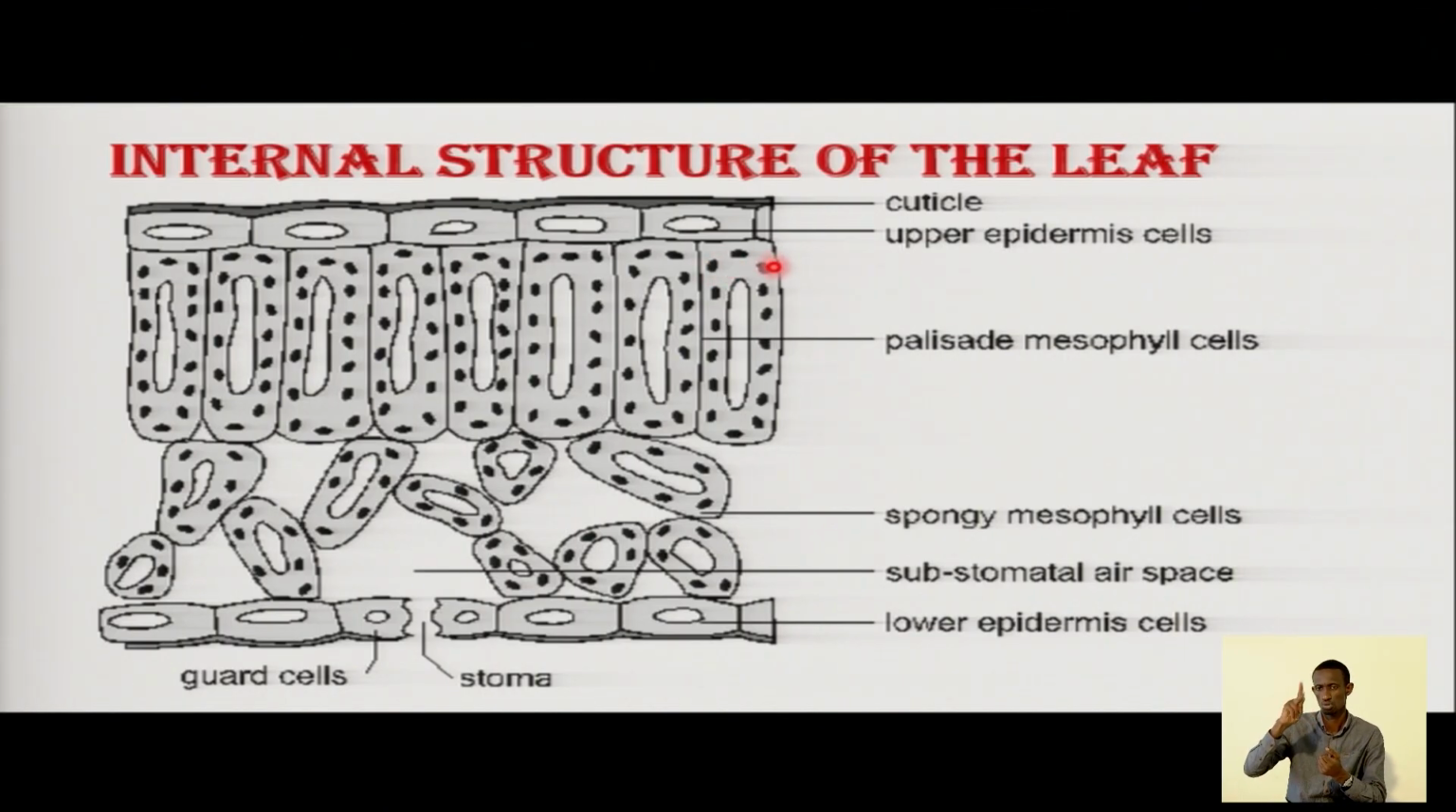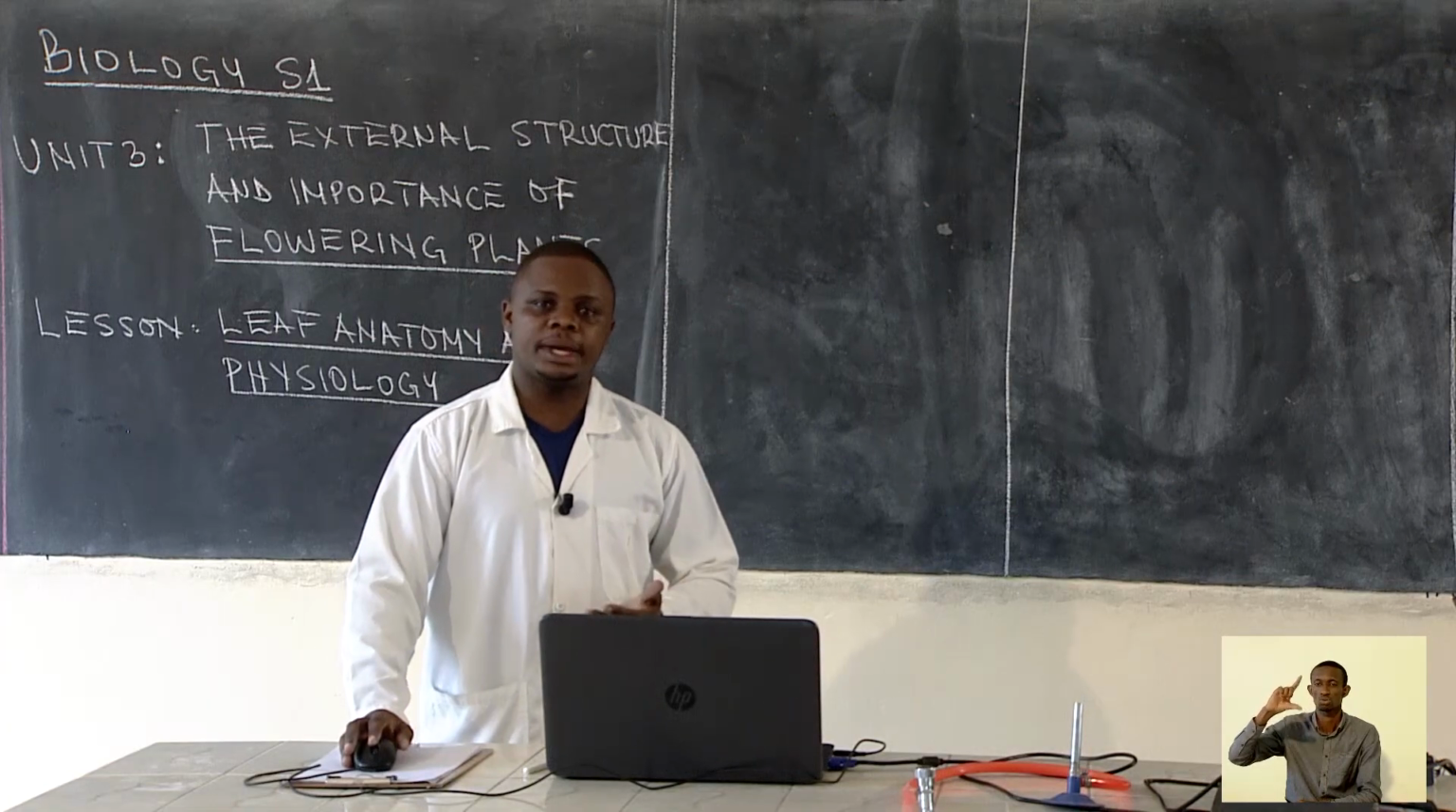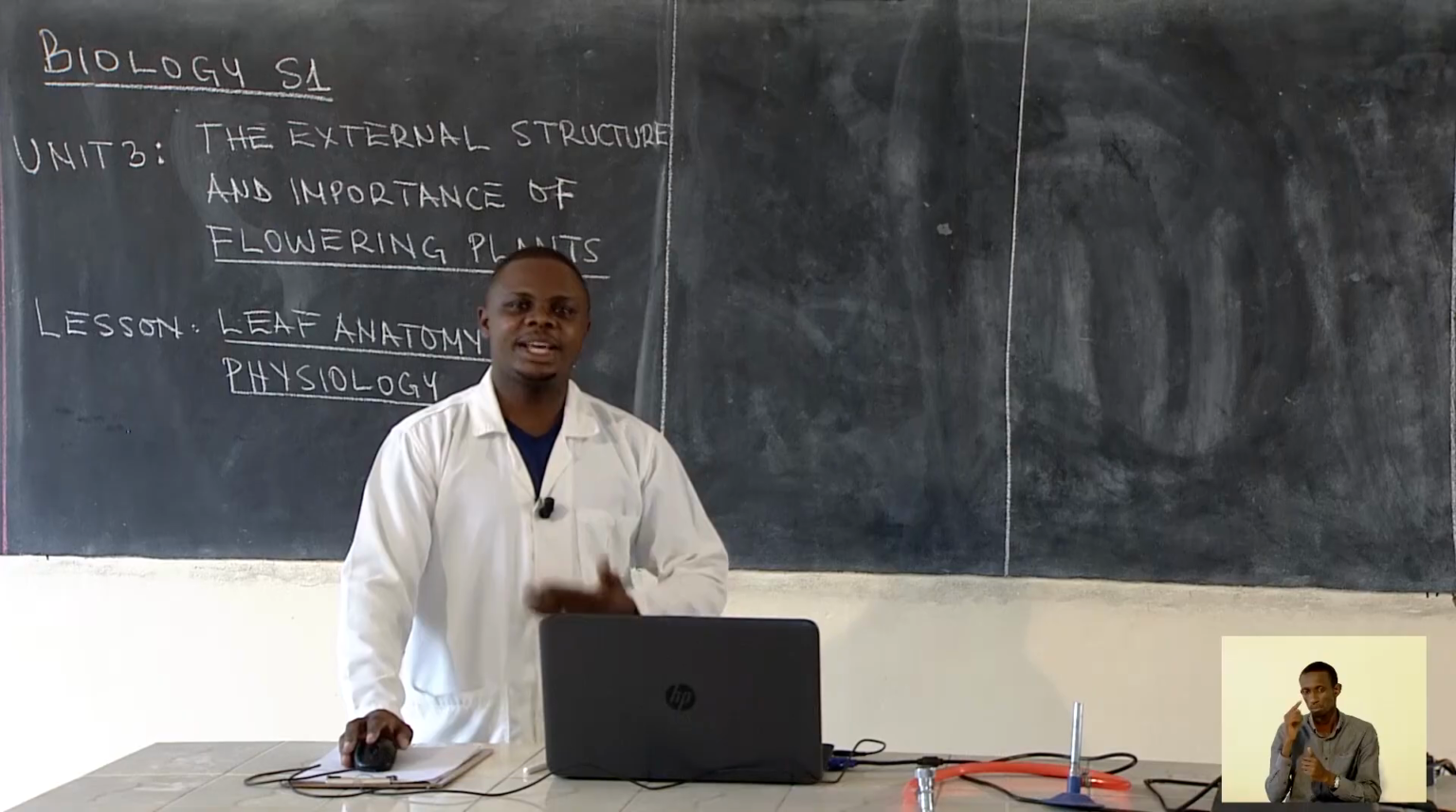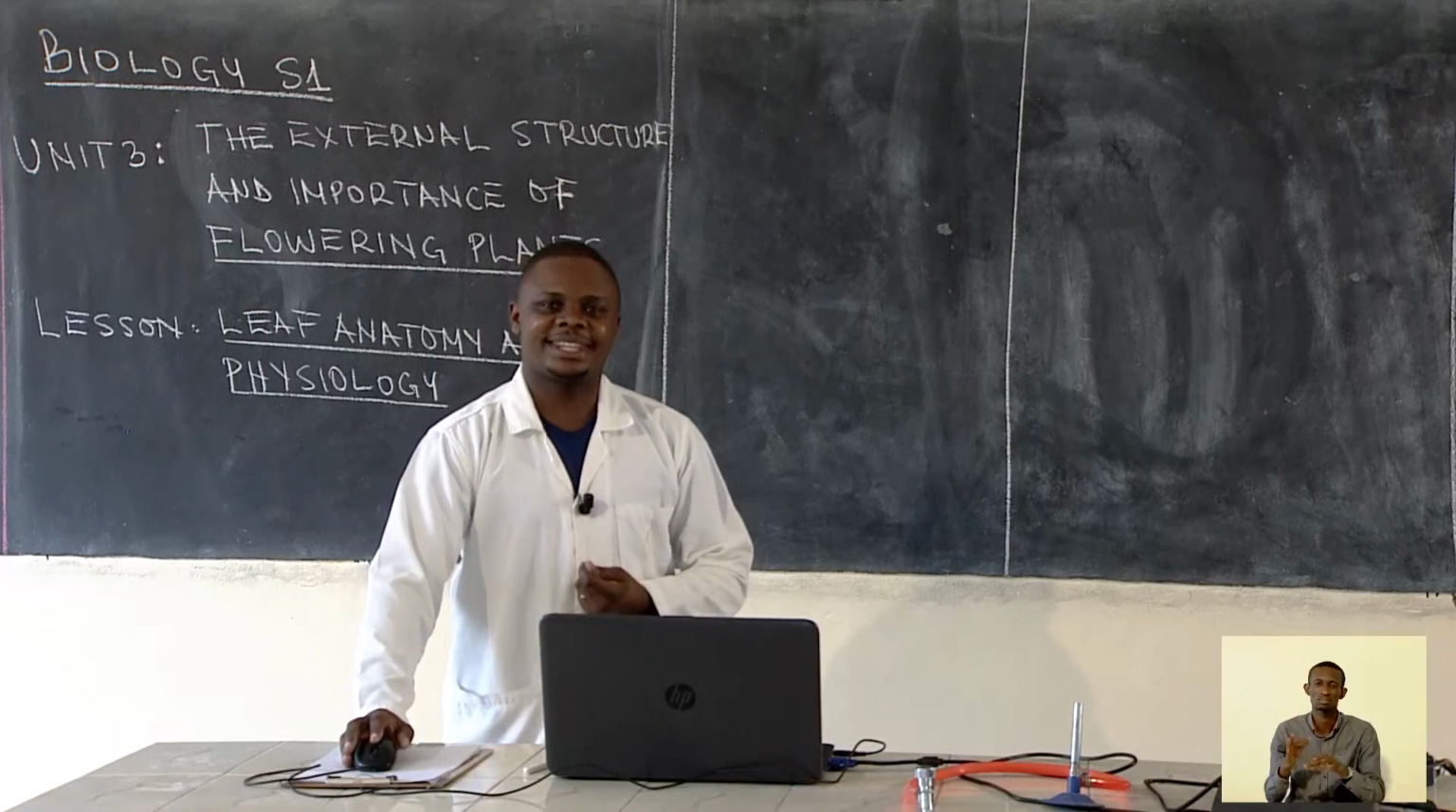And chloroplasts are very important in plant cells because they contain what we call chlorophyll. And chlorophyll is a green pigment which is needed in the process of photosynthesis.